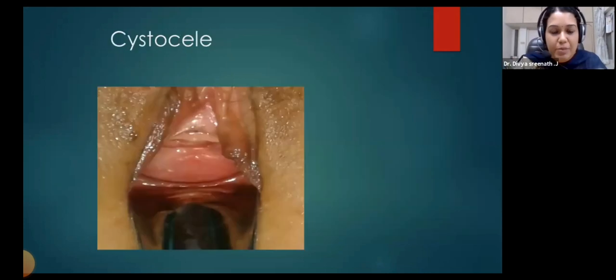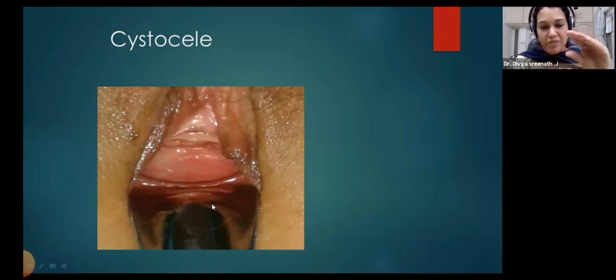This is an image of cystocele. Here I am using a Sims speculum. Unlike the Cusco speculum, which is a bivalve speculum so that we can open both vaginal walls and see the cervix, with the Sims speculum I can easily retract the posterior vaginal wall. So I can see the cystocele, the bulging of the bladder into the vagina. I can see it clearly. You can see also, this is the cystocele.